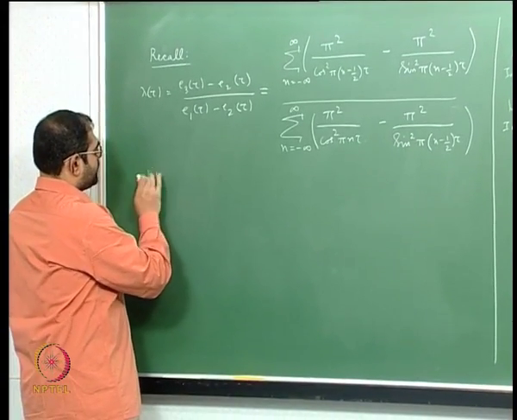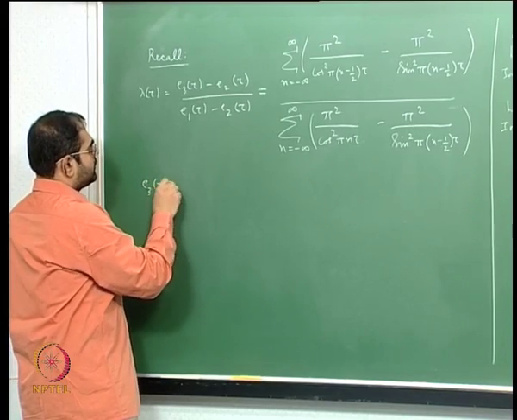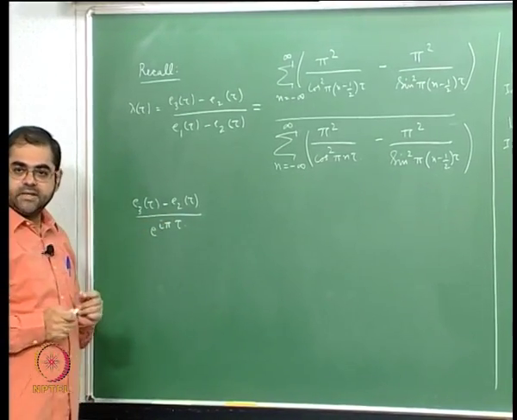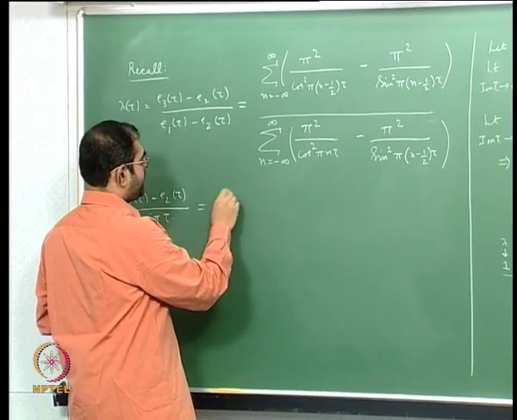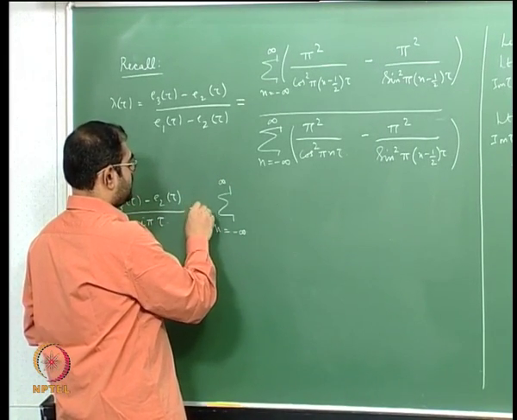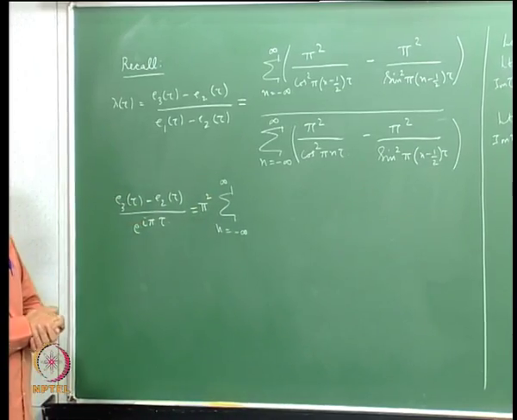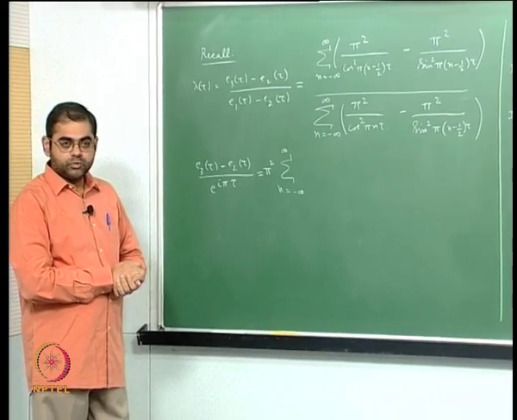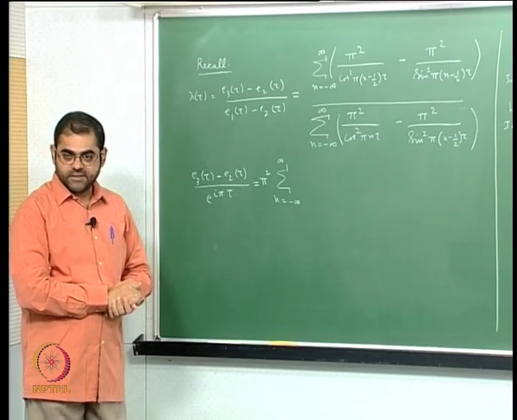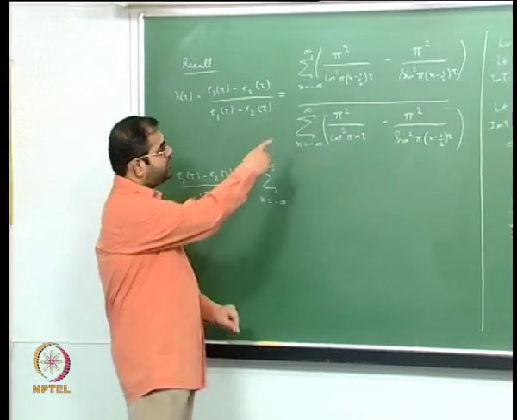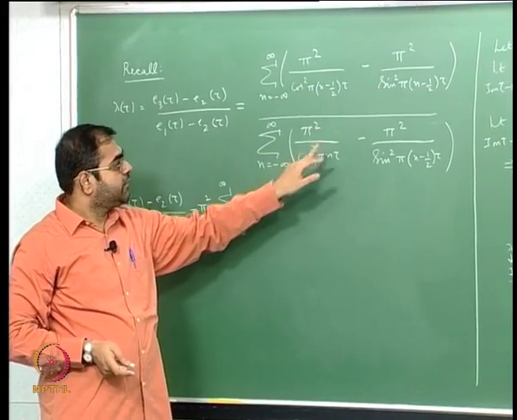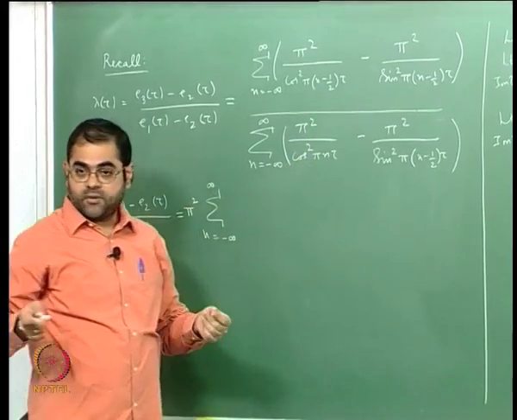So let us calculate the limit of E3 of tau minus E2 of tau over e power i pi tau. This is going to be a sum over n from minus infinity to infinity. It will help to remove a pi squared outside, and then I use the usual formulas that cos theta is e power i theta plus e power minus i theta by 2, and sin theta is e power i theta minus e power minus i theta by 2i. I use that to rewrite the numerator in terms of e power i pi (n minus half) tau.